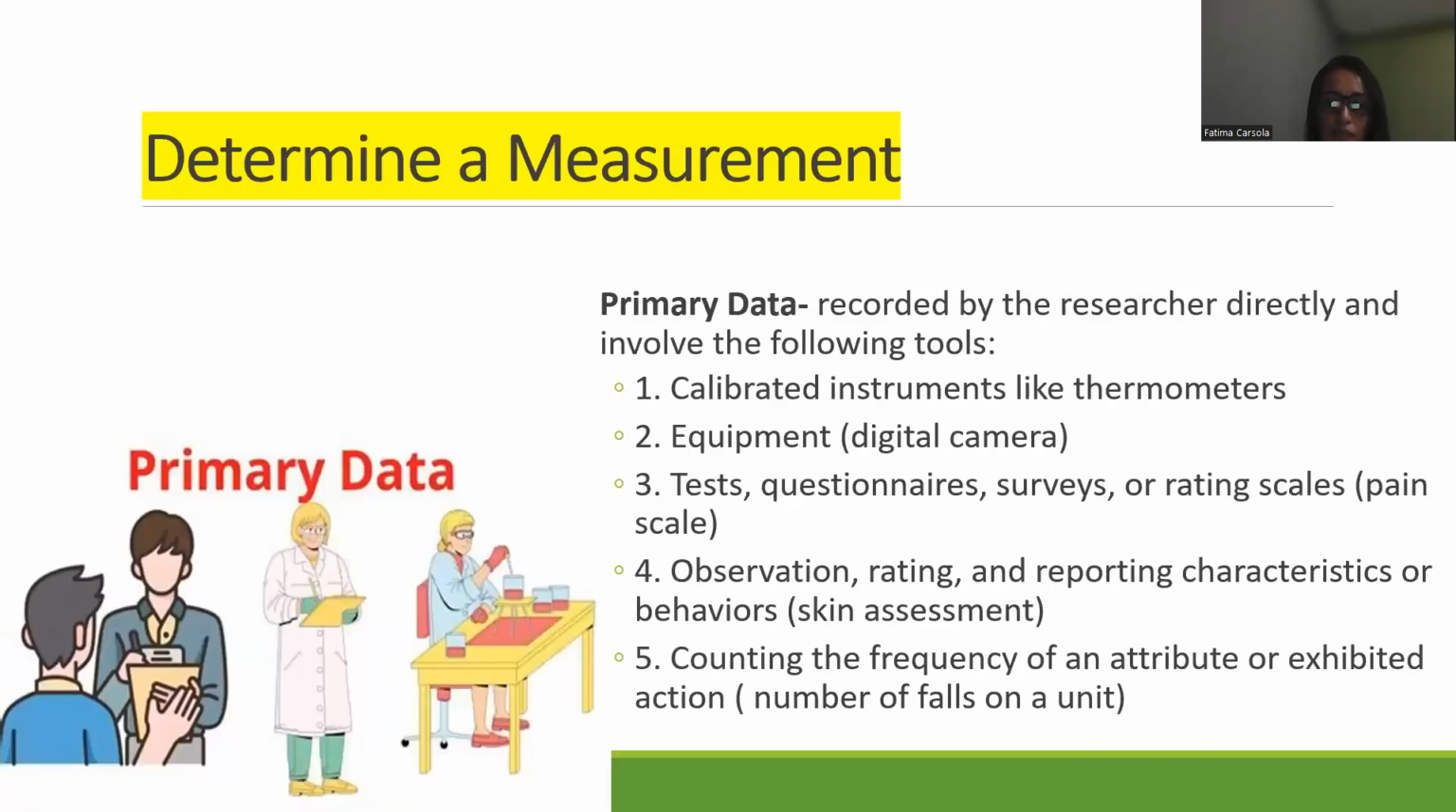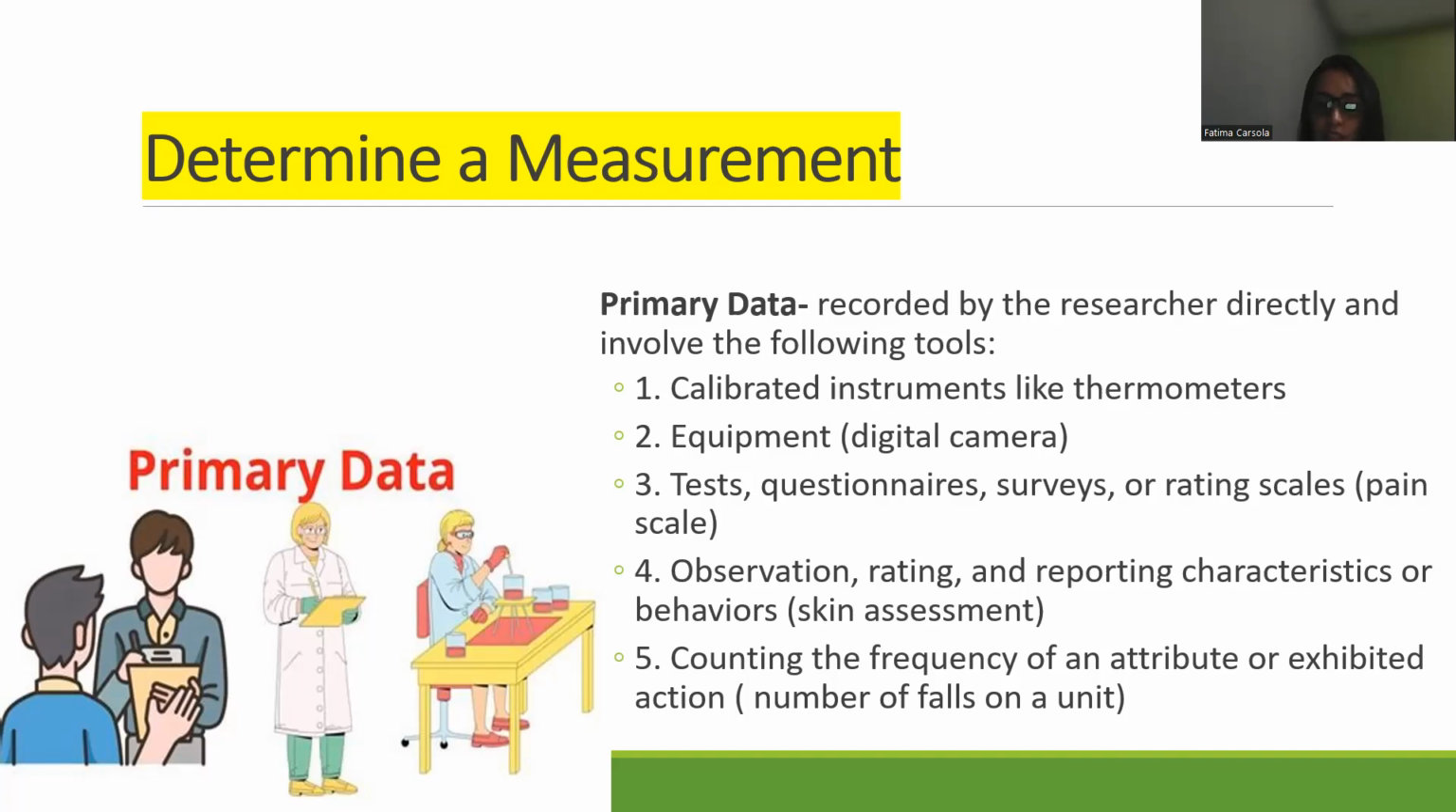Next, you have to determine a measurement. After writing an operational definition, the researcher defines the procedure for collecting and recording data. Measurements may be either primary or secondary. Primary are your calibrated instruments, like thermometers, equipment like your digital camera, test questionnaires, or rating scales. You have your observations, or you can count the number of balls in a unit. Primary data are considered the most reliable.